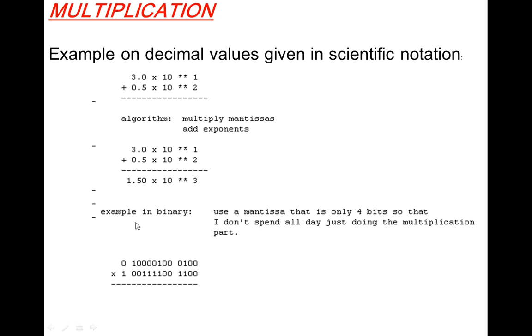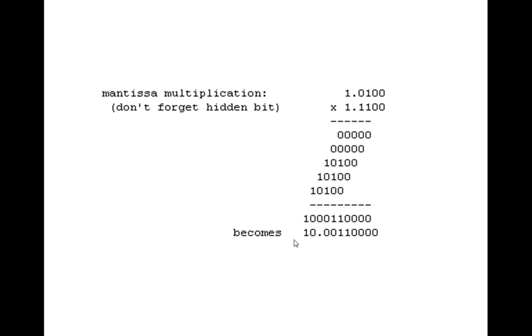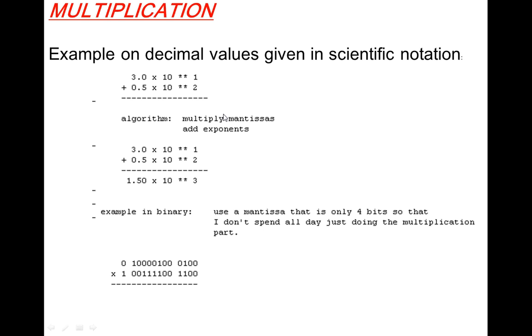Now, an example in binary terms. This is an example in decimal value, this is an example in binary terms. First of all, use a mantissa of only 4 bits so that I don't spend all day doing the multiplication part. This is a very important concept. Use a mantissa of only 4 bits because this is a very long calculation, but don't use any extra bits other than the 4 bits. This is how we do mantissa multiplication.